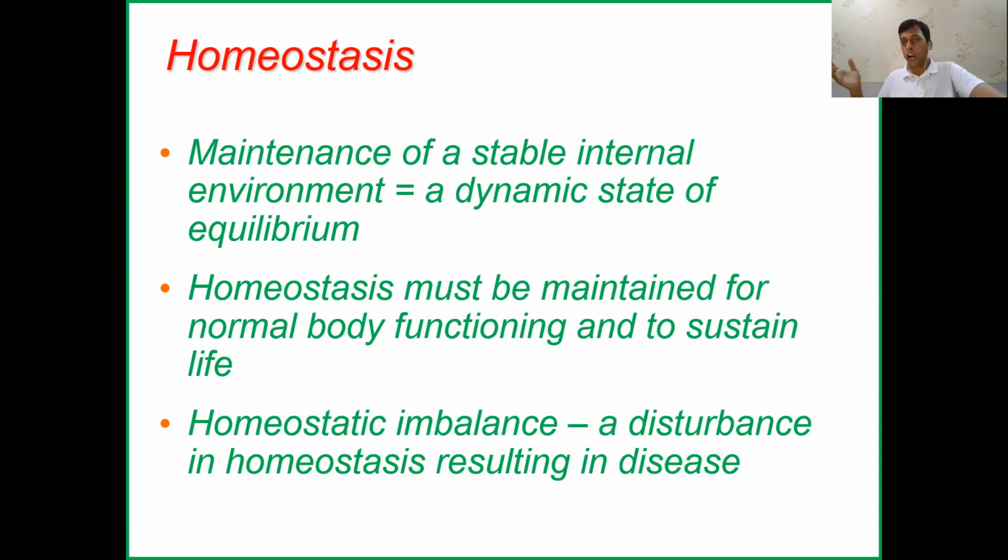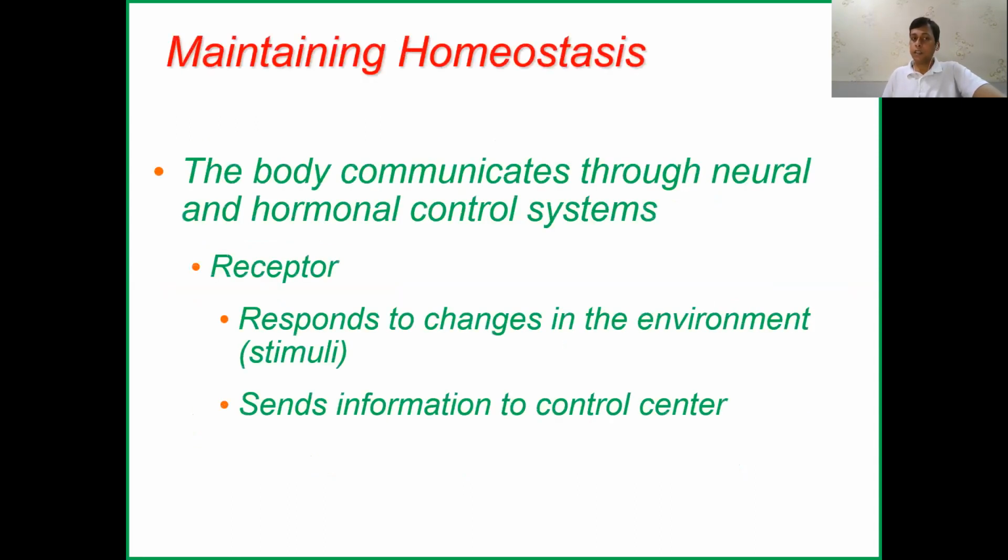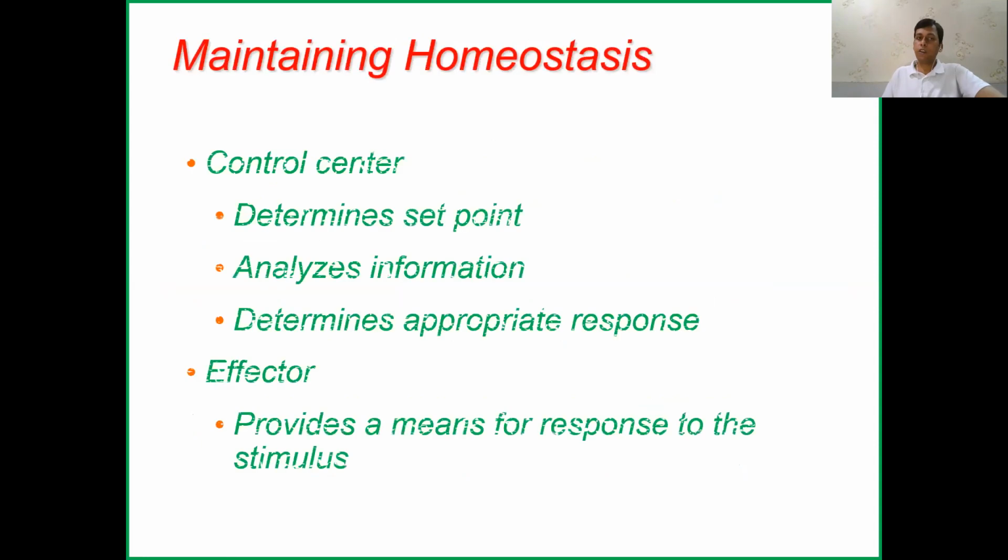See, if the outside temperature is 45 or 50 degrees, our internal body temperature will be maintained. If it is minus 40 degrees, even then our body will maintain that internal temperature. This is called homeostasis. And in homeostasis, there are receptors which receive the signal and send it to the control center, and from the control center they send it to the effector, nerve cells or motor cells, so that everything is controlled by the nervous system.